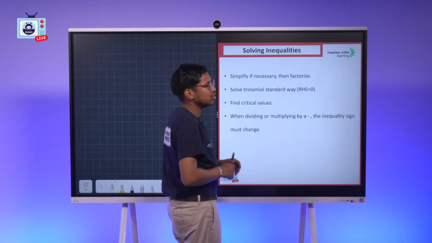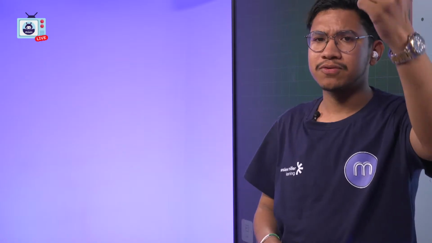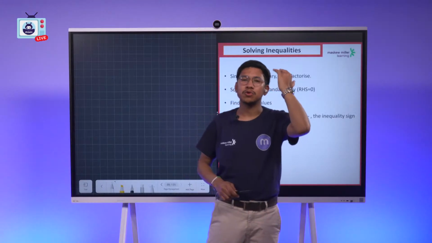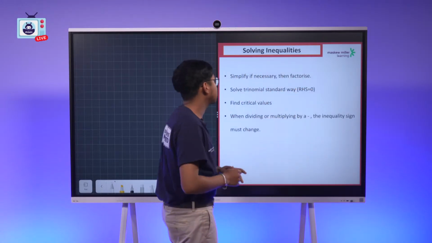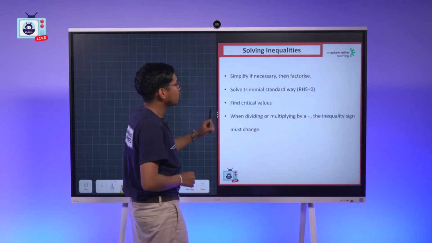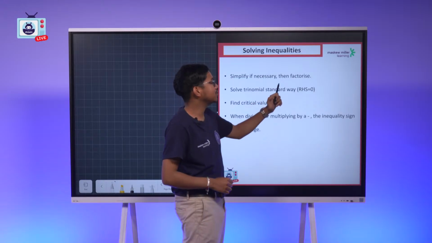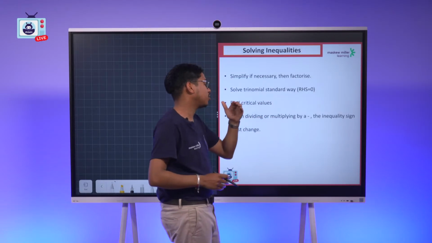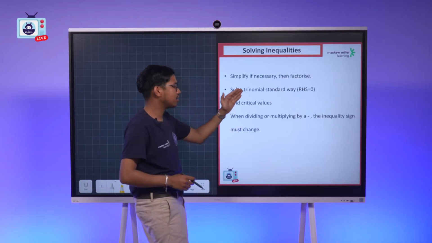We know factorization can be the common factor. It can be the difference of two squares. It can be the trinomial. It can be the sum and difference of two cubes. There are many methods of factorization we can use, right? We're going to solve the trinomial the standard way, right? And then make our right-hand side 0. And by that, we're going to find what we call the critical values.